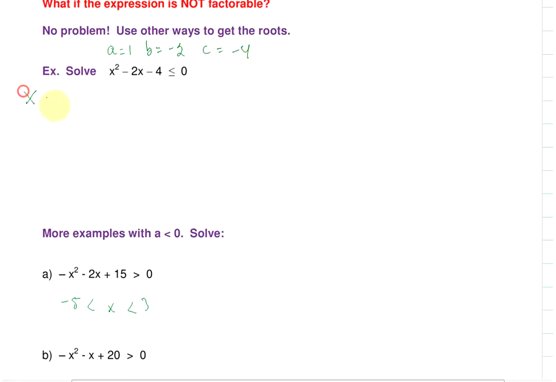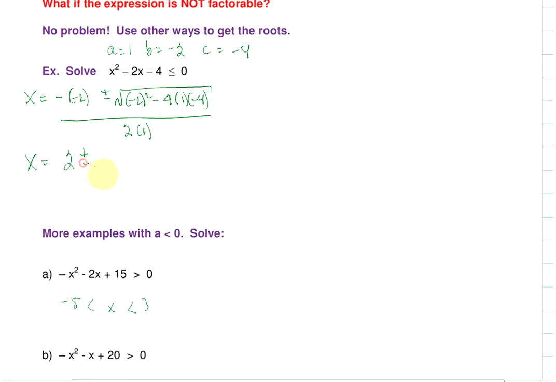So let's plug that into our quadratic formula, which is -b, so -(-2), plus or minus the square root of b squared, so (-2) squared, minus 4 times a, which is 1, times c, which is -4, divided by 2 times a, which is 1. So that gives us minus -2, which is +2. Simplify what's in the square root bracket, which is 20, divided by 2 times 1, which is 2, and so we find that x is equal to 3.2, and x is equal to -1.2.